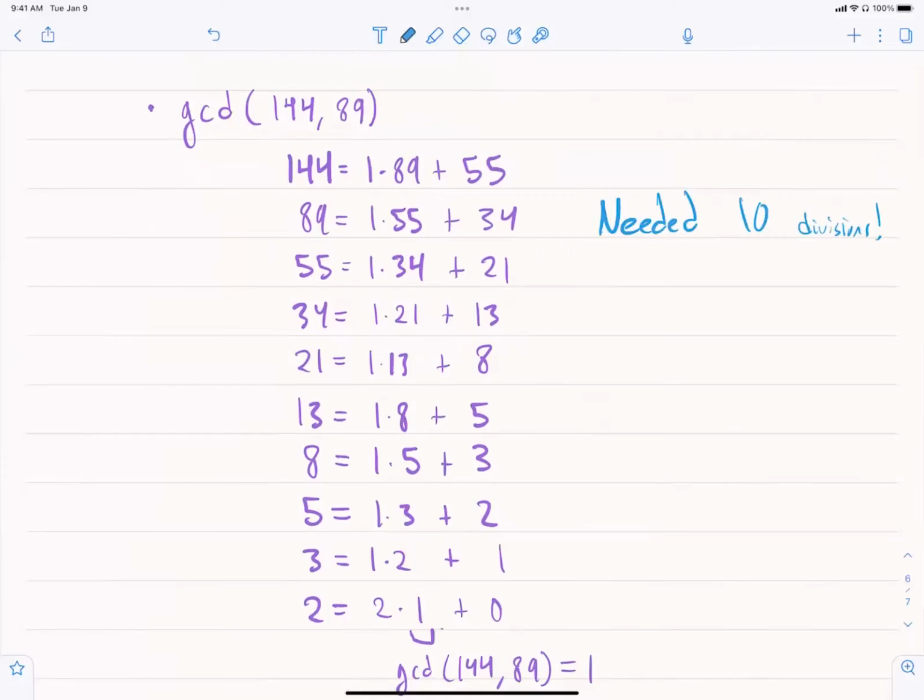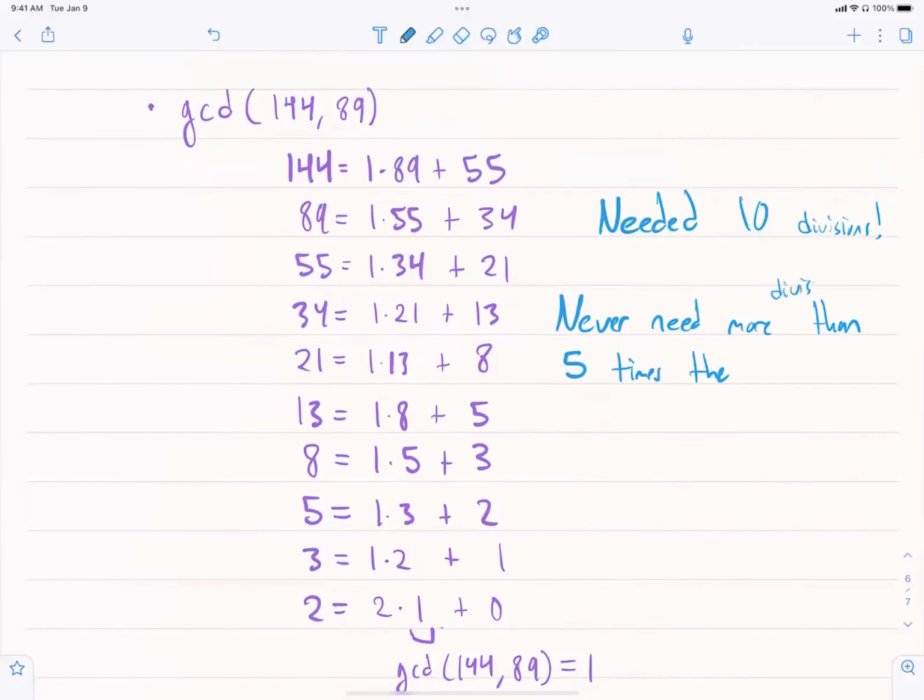But this is actually really as bad as it gets in the following sense. You never need more than 5 times the number of digits in B divisions. You'll never need more steps, where each step is a division. So here B was 89. B had 2 digits. We needed 10 divisions, and that's actually the most we could have needed.